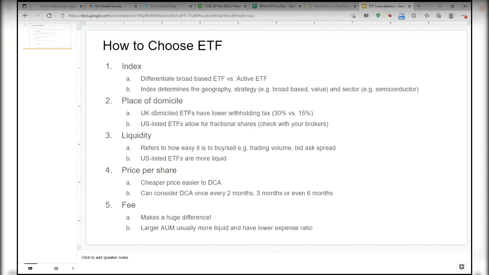The second one is looking at the domicile. So I think mainly there are two. One is for those like US listed stocks, and the other one is actually, this is not UK domicile, there's a typo here. It should be Ireland domicile ETF. Usually they are listed on the London Stock Exchange. The reason why some prefer to invest in Ireland domicile ETFs is because the withholding tax is much lower. It is at 15% instead of 30%.